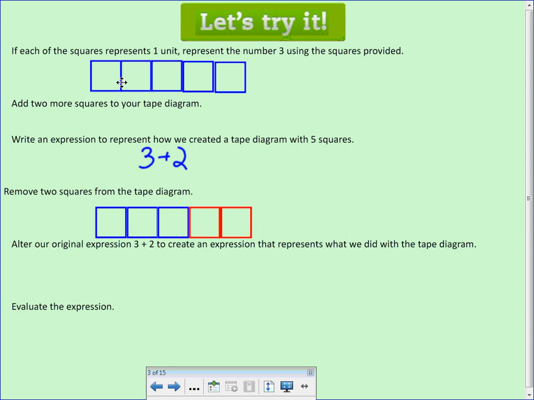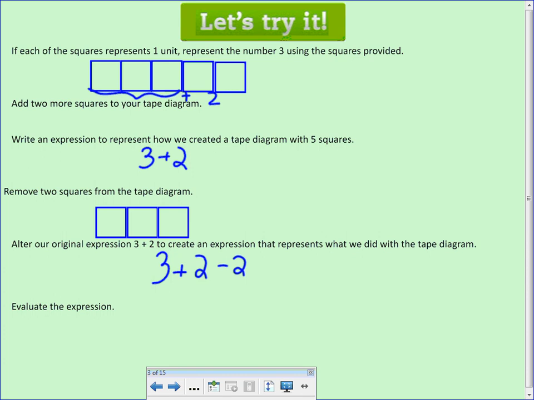Okay, so we did 3 plus 2, but now let's remove those 2 squares. So we had 3 plus 2. What did we do next? How can I include that into the expression? What did I do? So first I had 3, right? I had my 3. Then I added 2. But then I took away 2. So this whole expression represents the steps that we just did.